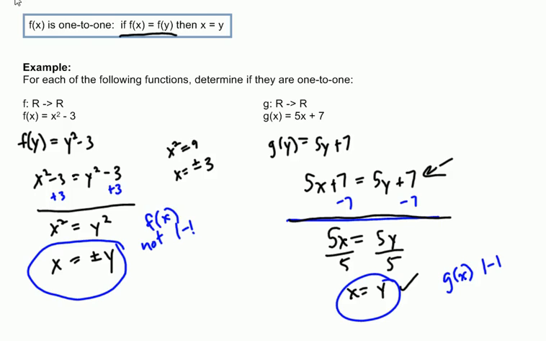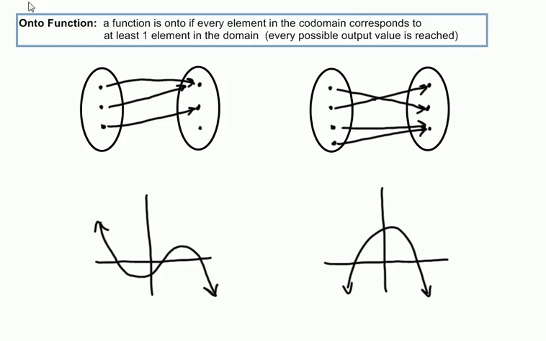Okay, we've got one other way to classify functions besides one-to-one. We can talk about a function being onto. A function is onto if every element in the codomain corresponds to at least one element in the domain. What this really means, in simplest terms, is every possible output value is reached by some input value.